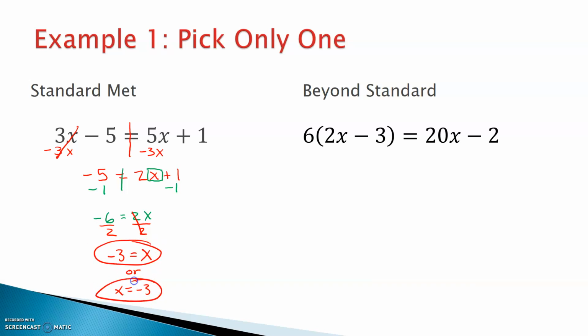There we have it. So again, if you got negative 3, good job on that. All right, let's move over to the beyond standard. Again, all I'm really doing is just throwing in distribution. So let's go ahead and take care of that.